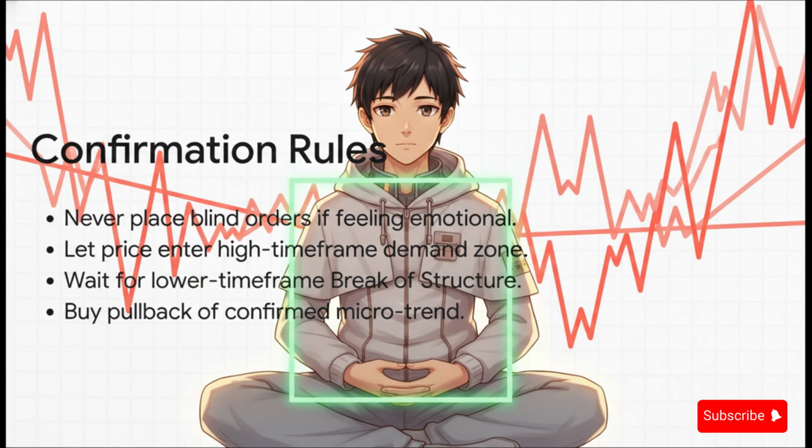And that gives us our unbreakable confirmation rules. First, never place blind orders just because you're feeling FOMO. Don't do it. Second, let the price calmly enter your higher timeframe demand zone. Third, sit on your hands and wait for a lower timeframe break of structure. That proves smart money has stepped in. And finally, only then do you buy the pullback of that newly confirmed microtrend.